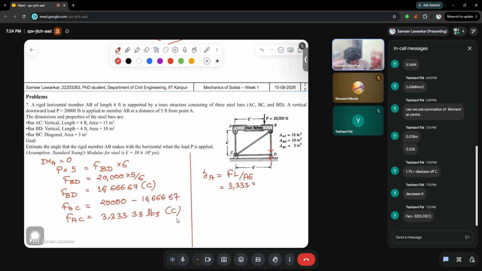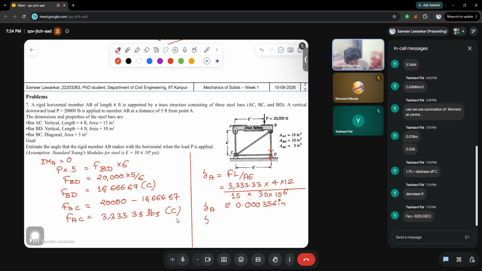So it's 3,333.33 pounds into the length. The length is given to you as 4, so it is 4 multiplied by 12, in inches, upon the area, which is 15, multiplied by E. E is given in the assumption as 30 into 10 to the 6. When you calculate, delta A is equal to 0.0000356 inches. That is the value of deflection of A in the vertical direction.